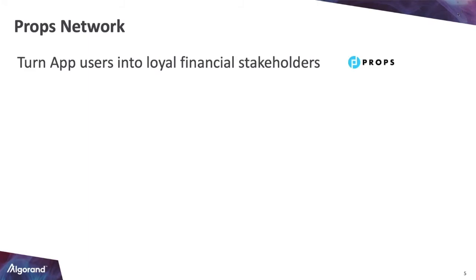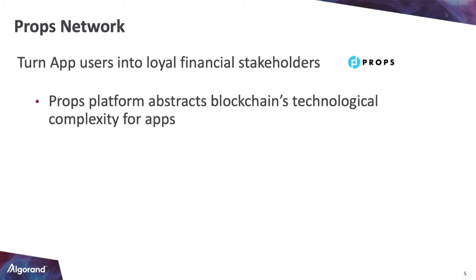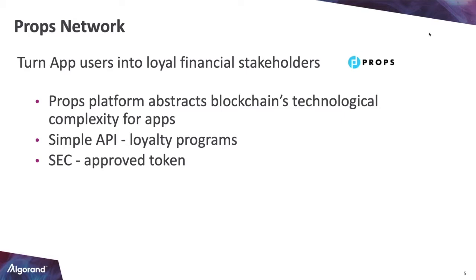So some of the use cases, these are all documented up on our use case site at Algorand. And we'll start out with the Props Network. So this turns app users into loyal financial stakeholders. And what it does is it provides a platform to extract a blockchain's technological complexity for apps. In other words, they have widgets you can incorporate in your apps as well as use APIs to programmatically access loyalty programs, which is a really cool idea. And it's SEC approved tokens as well as ecosystem is what it provides for token holders.